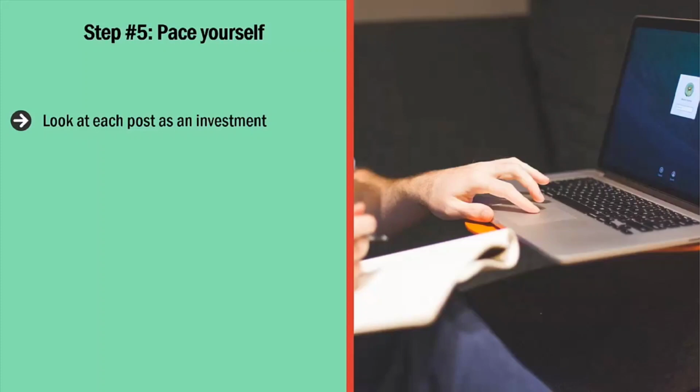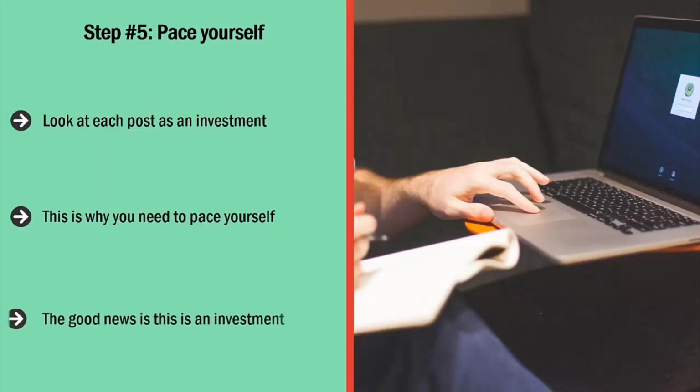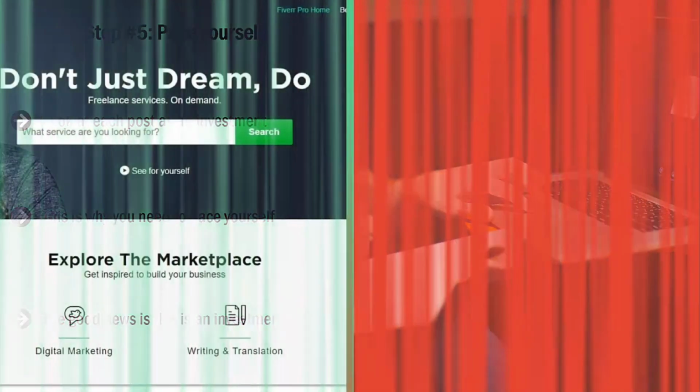You can't post garbage. You definitely cannot copy and paste the same answer over and over again. This is why you need to pace yourself. Each comment should be at least 200 to 300 words if you're doing this right. Obviously, you can't do this all day, so set up a schedule where you're commenting maybe 10, 20 times per day. The good news is this is an investment. If you're only posting high-quality materials, chances are most of your comments will not be taken down. Also, chances are people are actually going to click through.